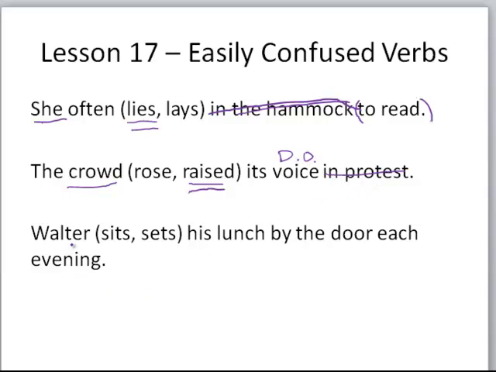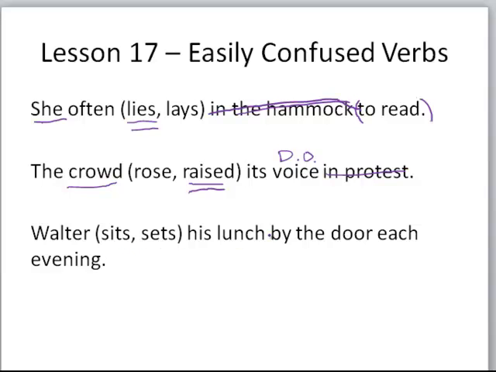And our last one for practice, and I do have the full sheet of this if you want to practice more of these, because this is just 3 out of, I think there are 15 on the worksheet. Walter sits or sets his lunch by the door each evening. We have sit meaning to rest, and set meaning to place or to put. Set is also the form of the verb that requires a direct object.